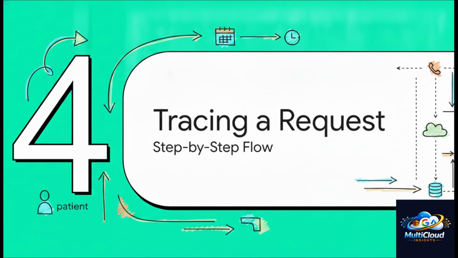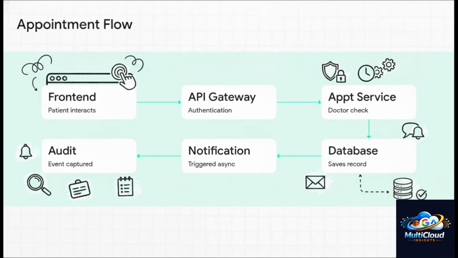All right, on to Section 4, tracing a system request. Let's actually trace how this entire architecture functions when a patient tries to book a visit. Let's follow the life cycle of a request like a story. The patient clicks book on the front end. From there, the data travels securely through our API gateway, passes authentication, and lands at the appointment service.